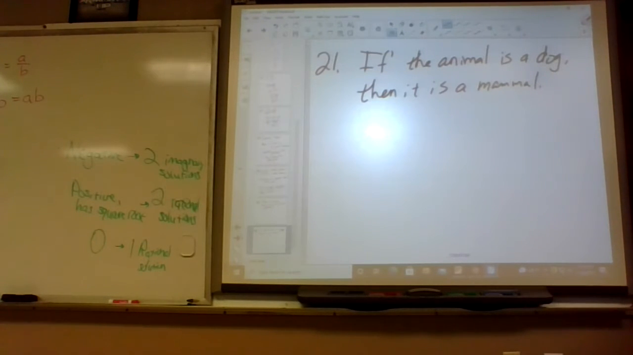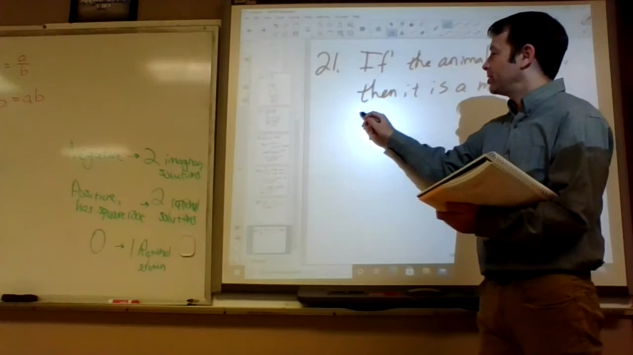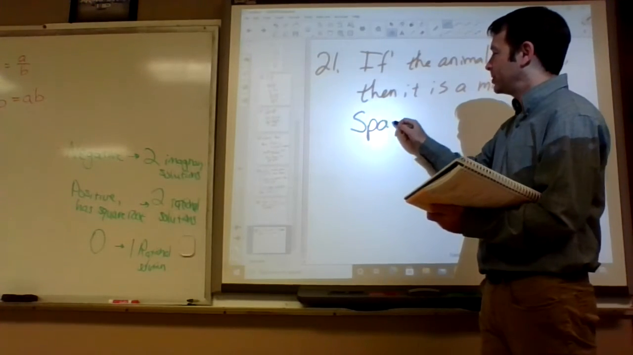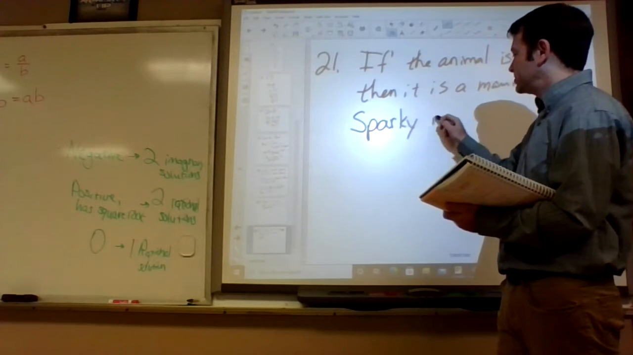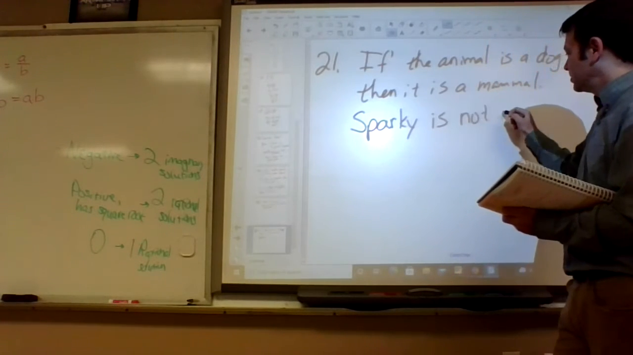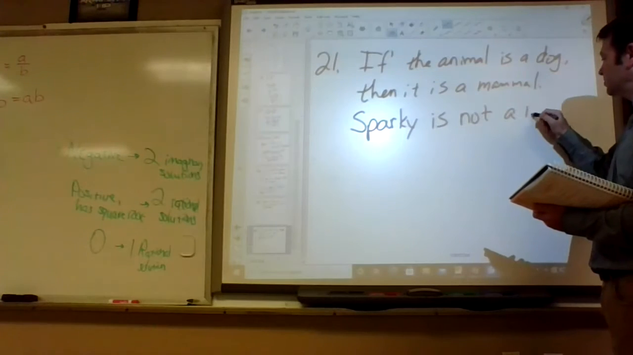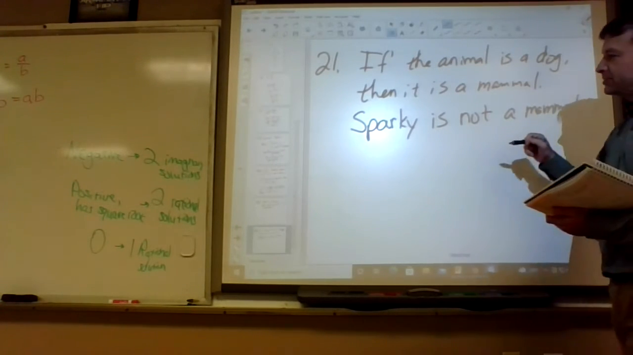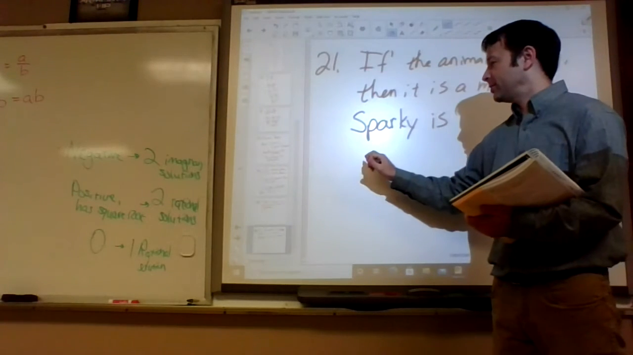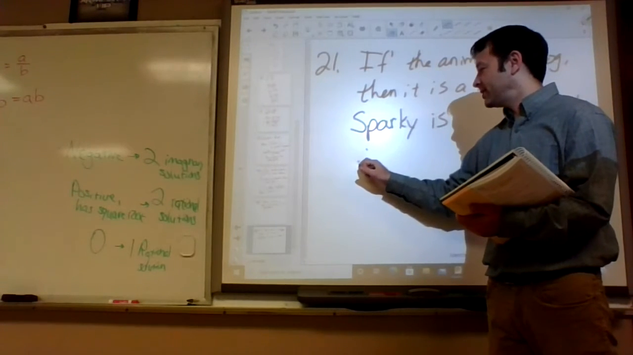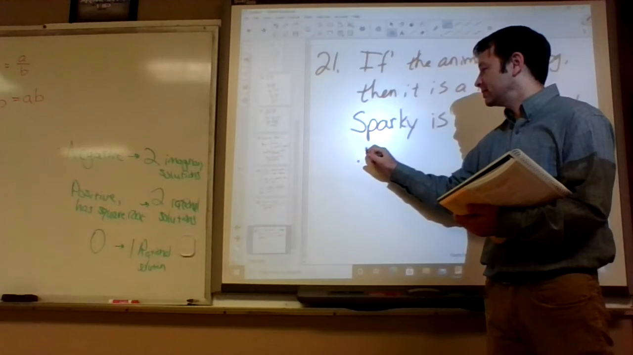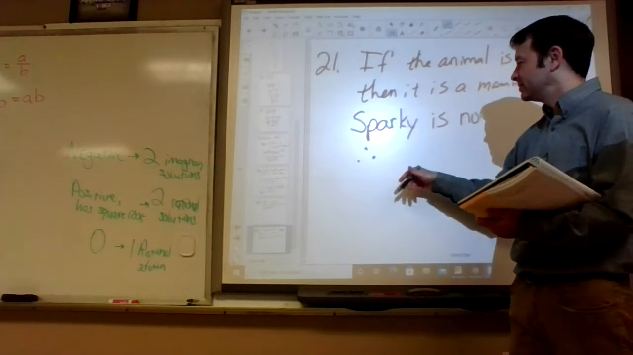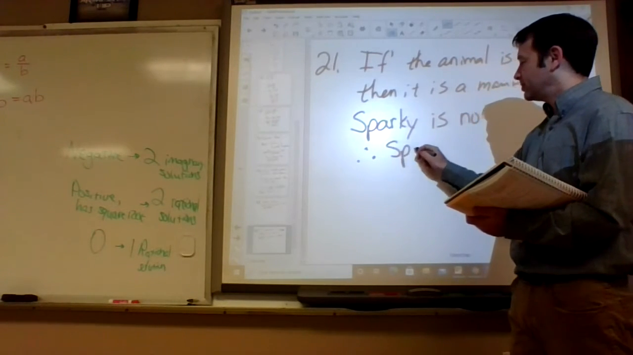And then guess what we're going to say about Sparky? Sparky is not a mammal, therefore he's not a dog. You guys remember the therefore symbol? I think I wrote it like once. But it's easier than writing the word therefore, so I'm going to do it. Therefore, Sparky is not a dog.